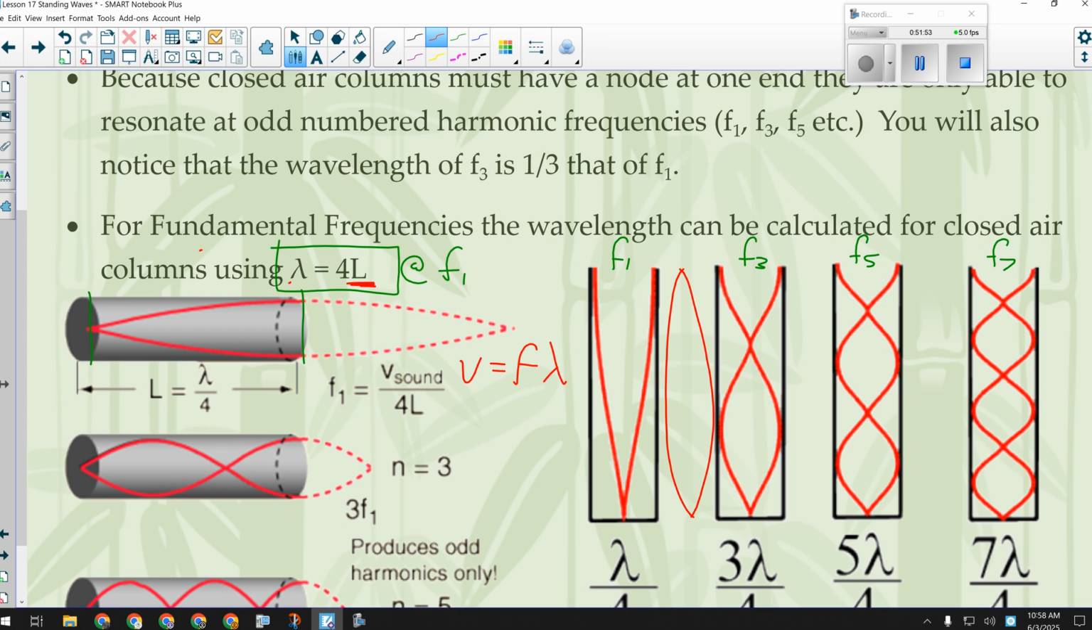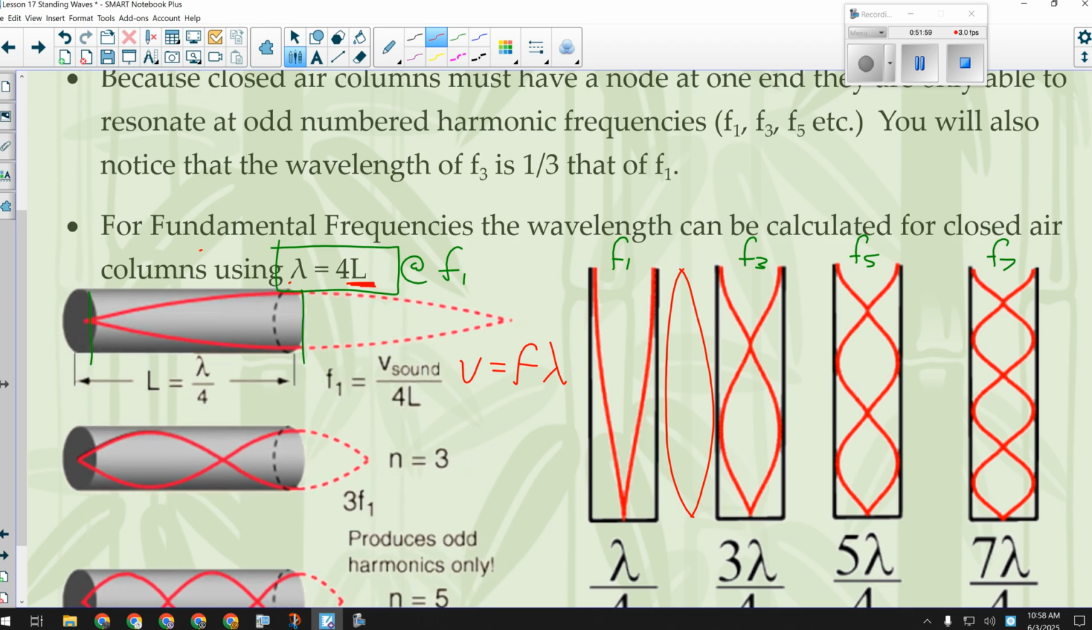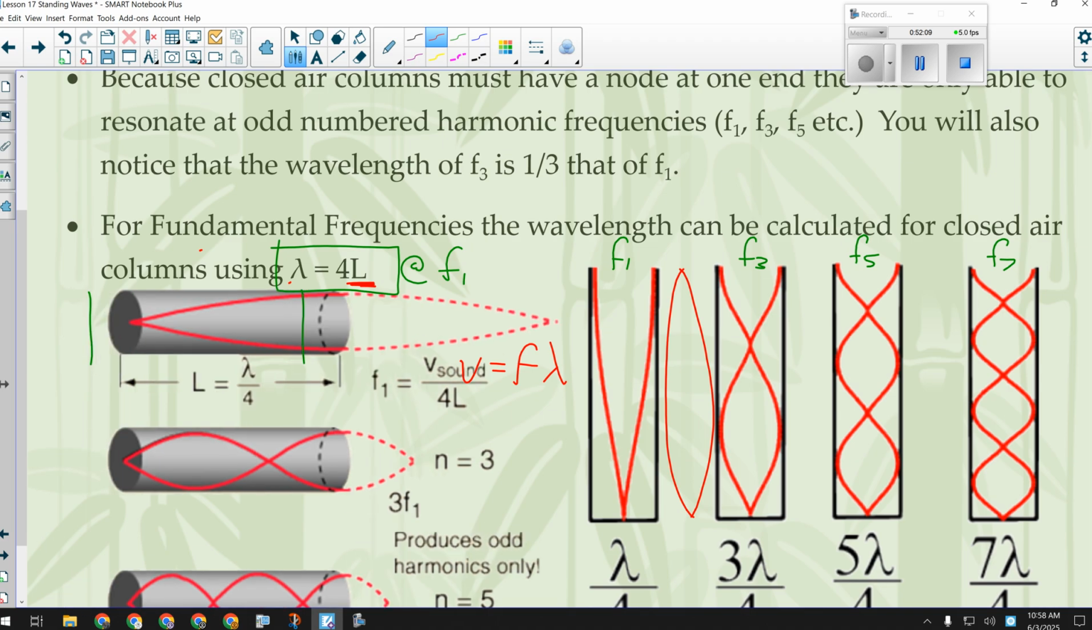Okay, that's trickier. So this is the first one you heard, F1. The next one you would hear would be F3, because F2 is a node. It doesn't make any noise. F3 is the next one that makes noise. If F1 was 100, what's F3?